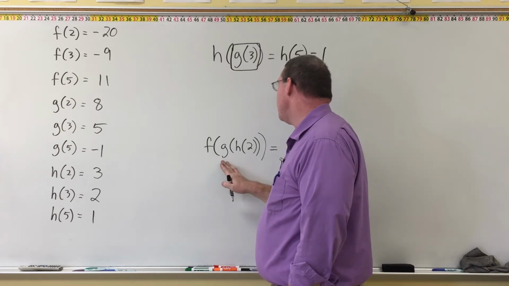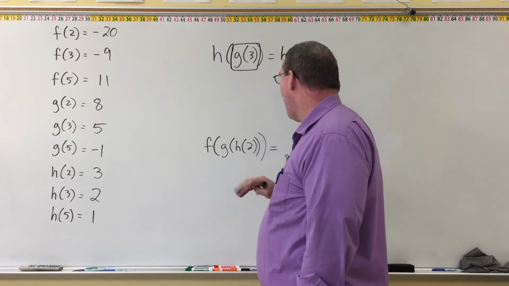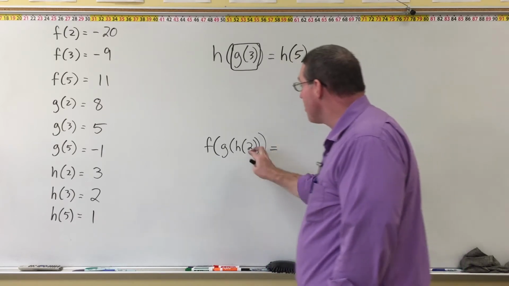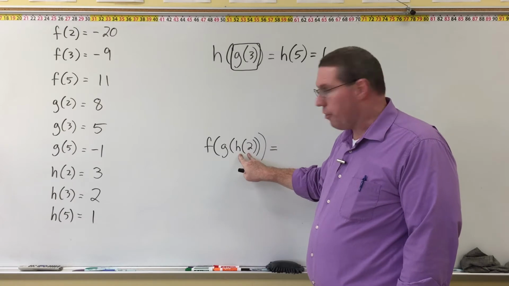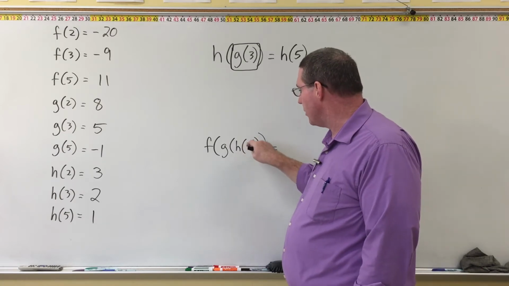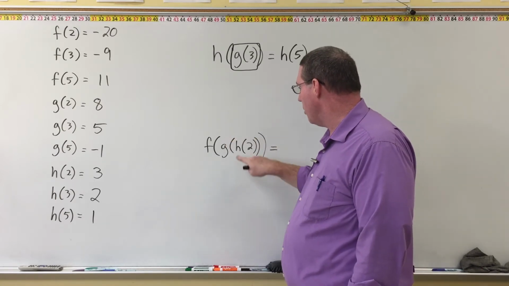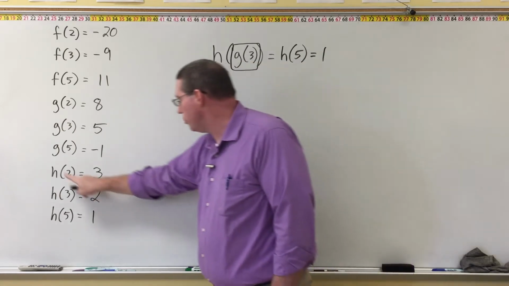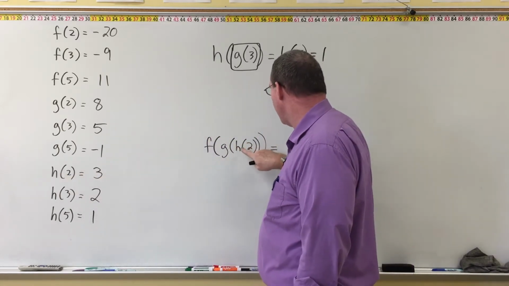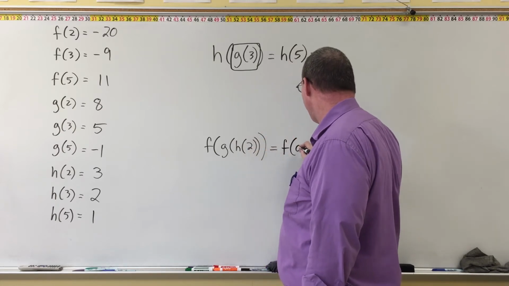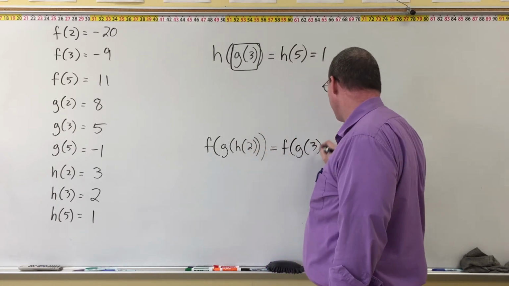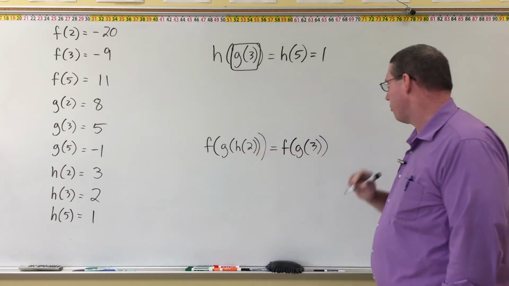Now this one's a little more complicated, obviously, because it has all three letters, right? It's f of g of h of 2, okay? Now, the way I do it is I go inside out. I start inside, the thing that's nested all the way inside, and I just find out its value and work my way out. Okay, well, what is h of 2? h of 2 is 3. So this thing right here is essentially the same thing as a 3. So what I really have here is f of g of 3, right? I replaced the h of 2 with a 3.